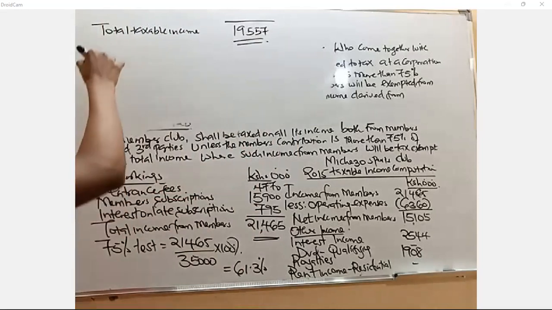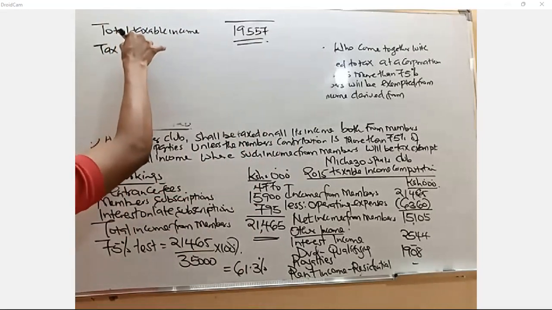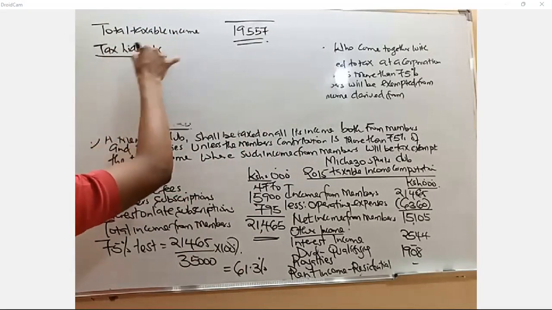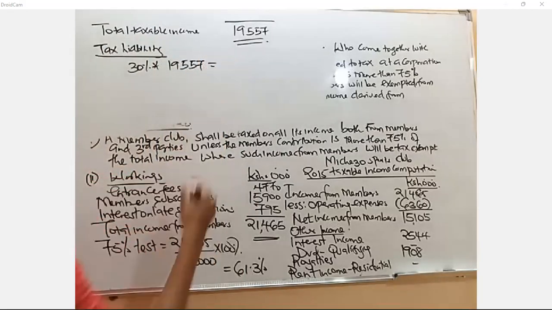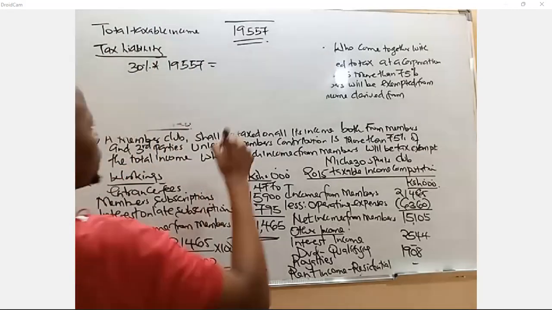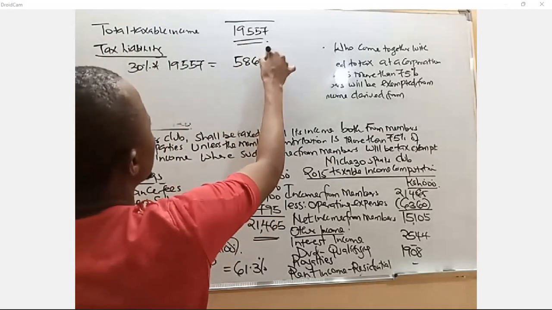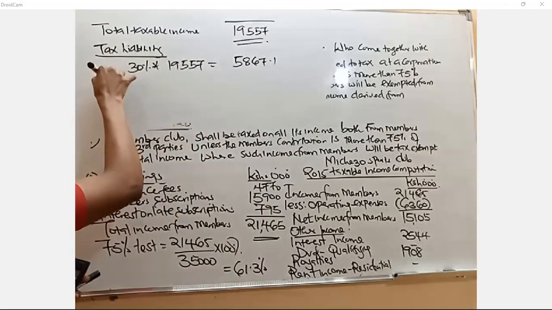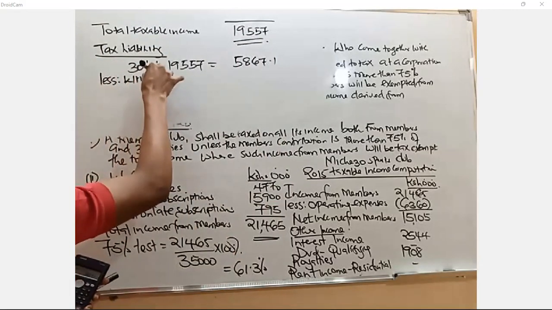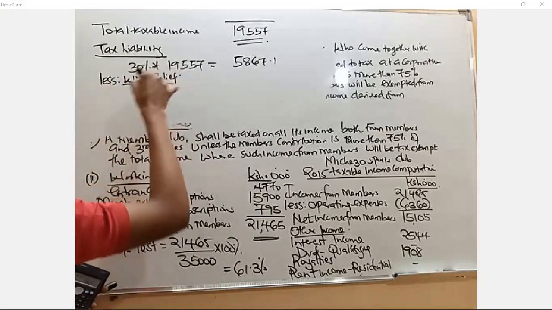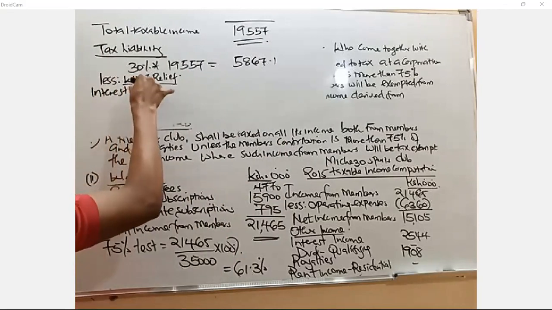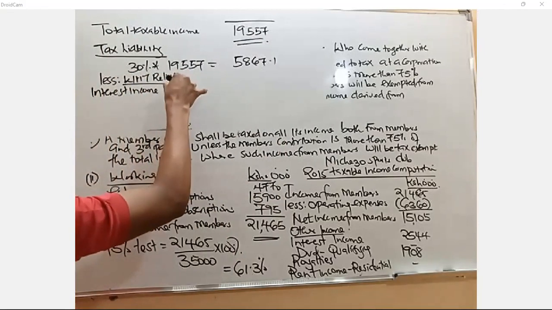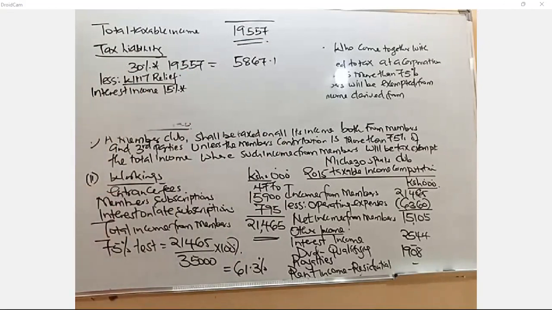Let's look at the tax liability. We said we tax at the rate of 30%. It will be 30% of 19,557, which is 5,867. Then we less withholding tax reliefs. In this case, I start with the interest income at the rate of 15% of the gross amount, 15% of 2,544.